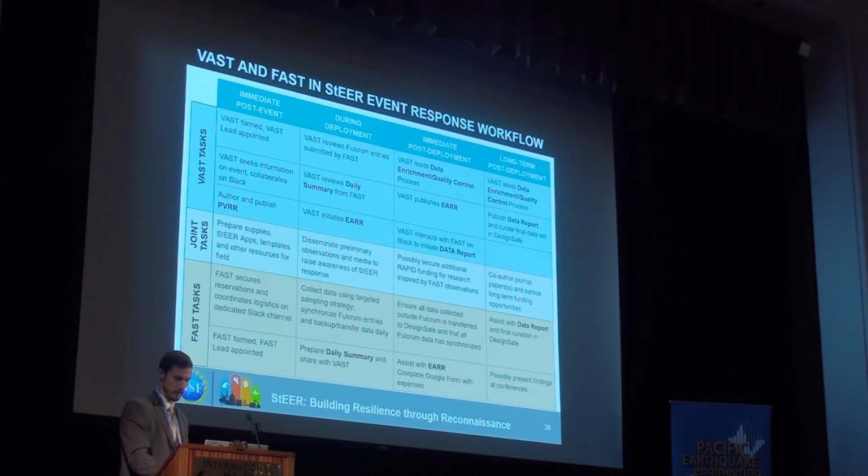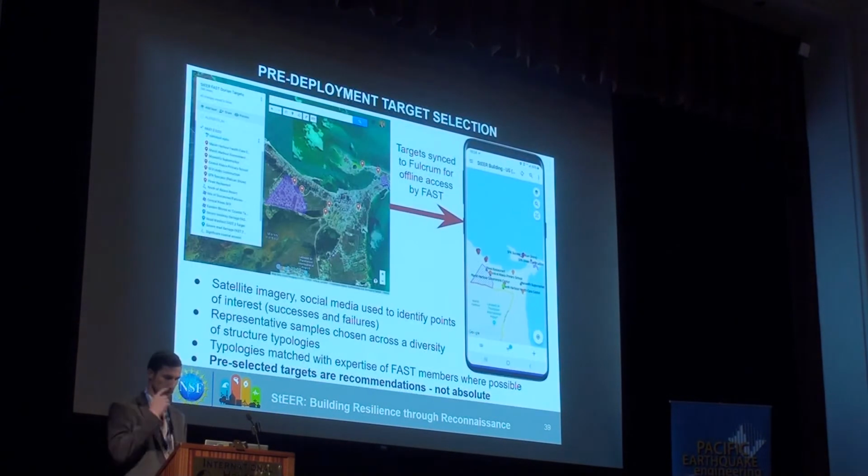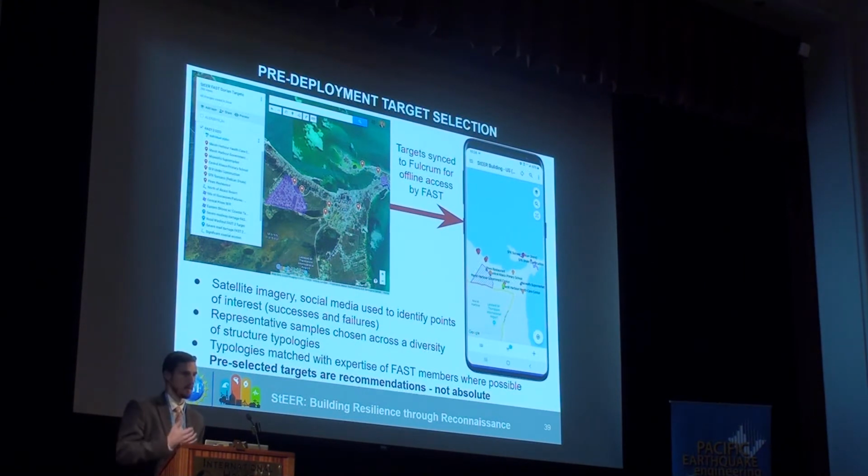So let's talk about these in a little bit more detail, to try to get a sense for what these workflows look like. One of the major aspects that we find very beneficial is the pre-deployment phase, and specifically the target selection. By collating all this information before we ever step foot in the field, with the VAST and the FAST working together on this, we're able to identify points of interest using satellite imagery, social media, early reports, and so on.